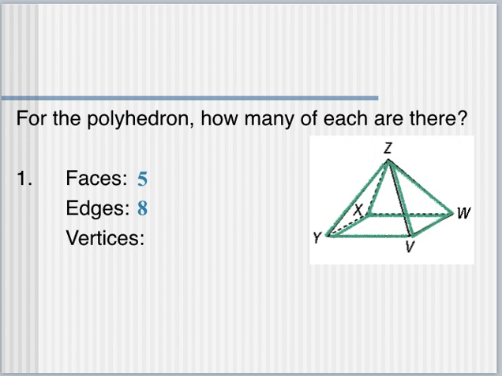Vertices really just means corners in a three-dimensional shape. So if you count the corners, highlight them as you go to make sure you get them all. There are 5 vertices in this polyhedron.